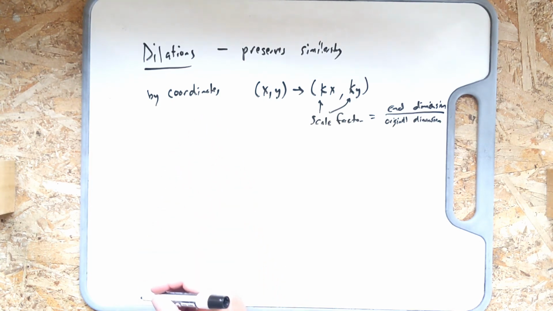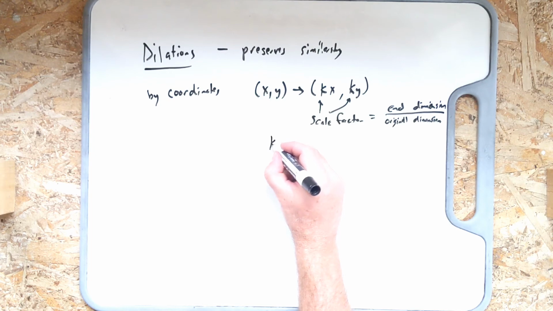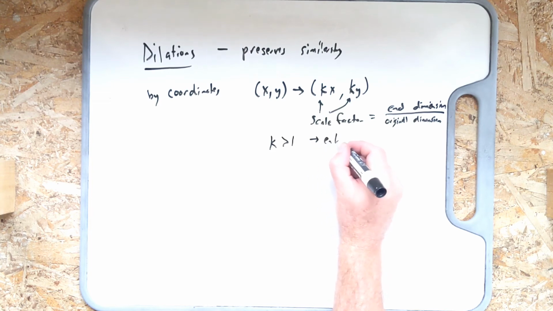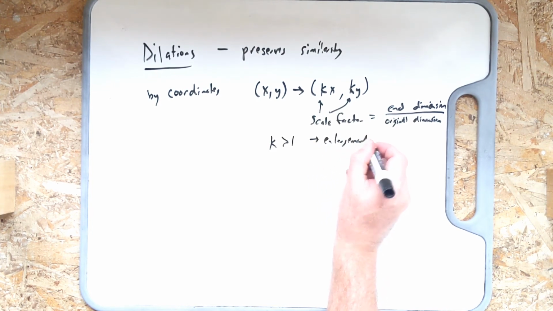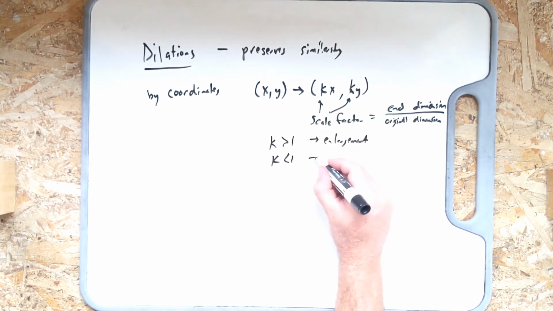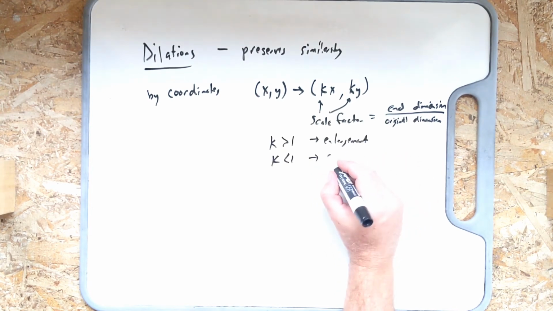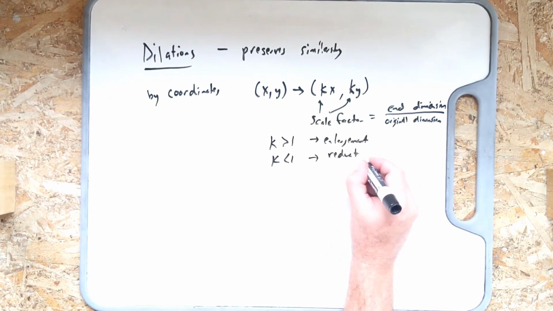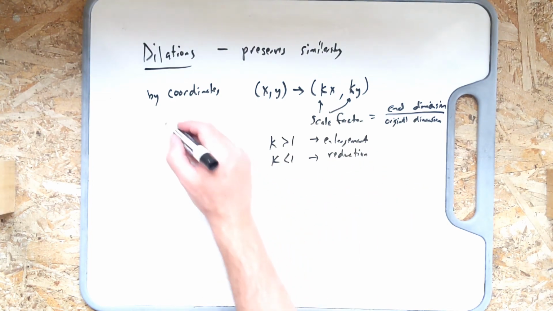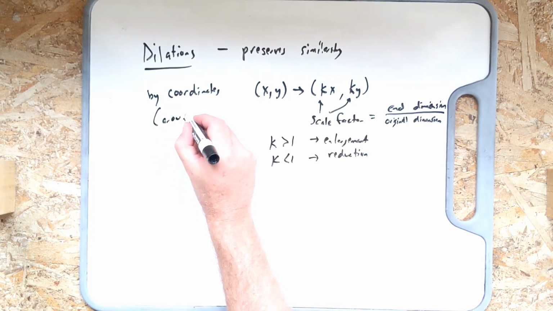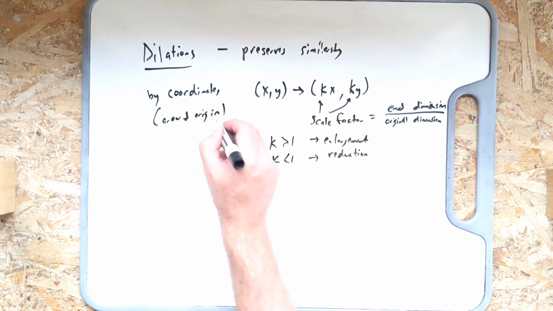Let me do something about k first though. If k is bigger than 1, the figure is getting bigger because it's the end dimension over the original dimension, and we call that enlargement. If k is less than 1, we call that reduction. Okay, and this was always around the origin only. This equation only works if you're dealing with the origin.